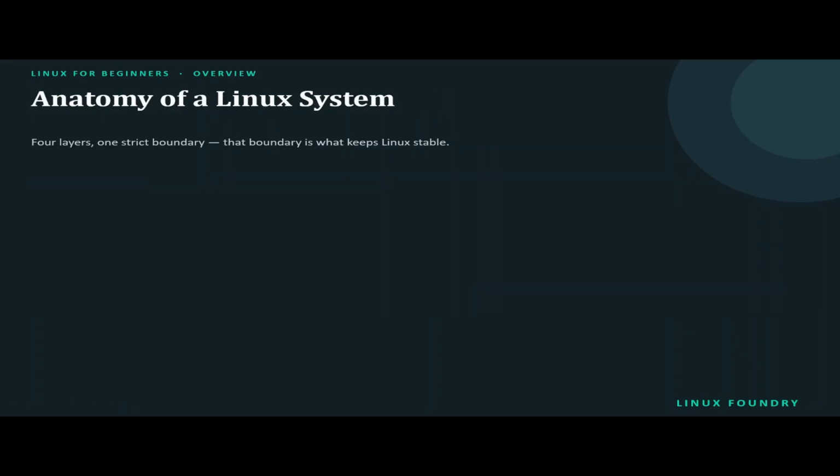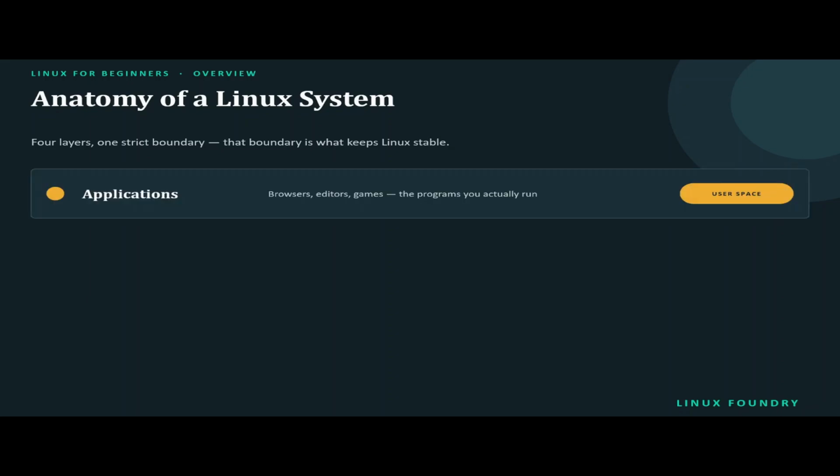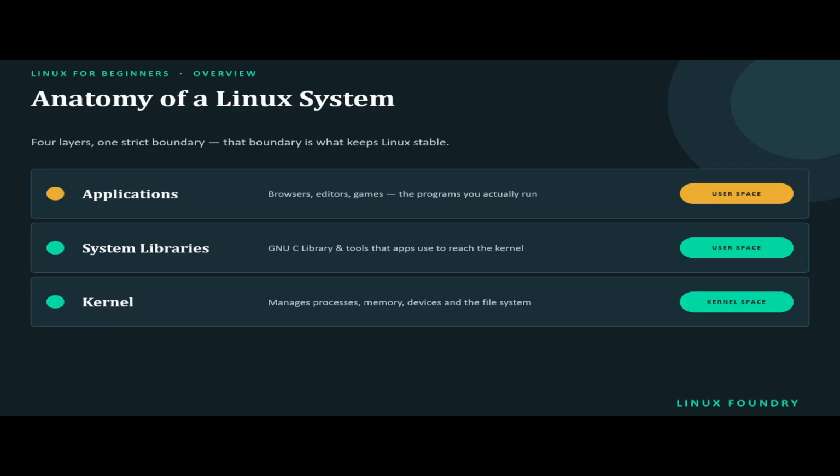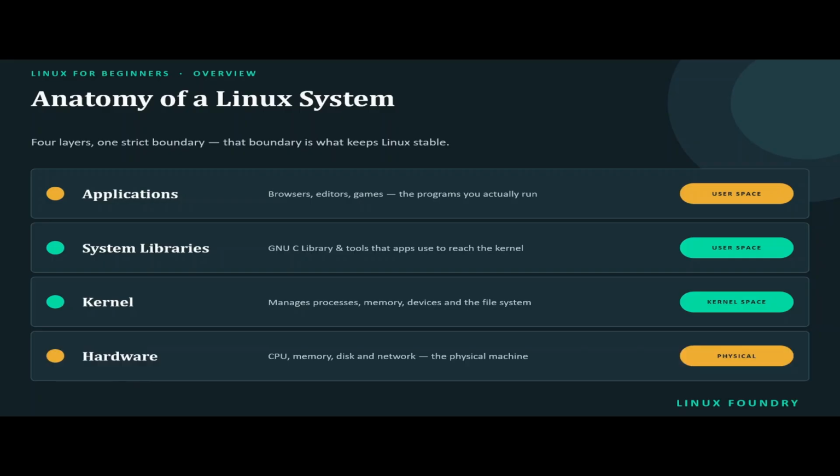Now let's zoom into the actual structure of a Linux system. There are 4 layers and 1 strict boundary, and that boundary is what keeps Linux stable. At the top, we have applications: browsers, editors, games, the programs you actually run. This lives in user space. Below that, system libraries, the GNU C library and tools that apps use to reach the kernel. Still user space. Then the kernel. It manages processes, memory, devices, and the file system. This is kernel space. And at the very bottom, the hardware: CPU, memory, disk, and network, the physical machine itself.